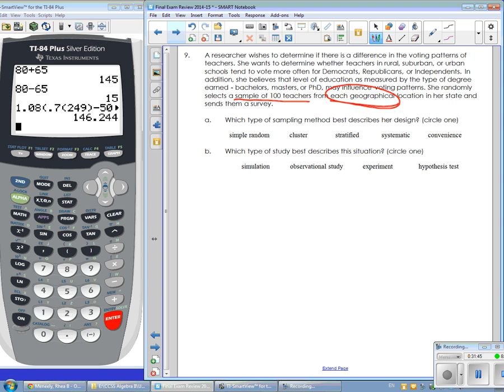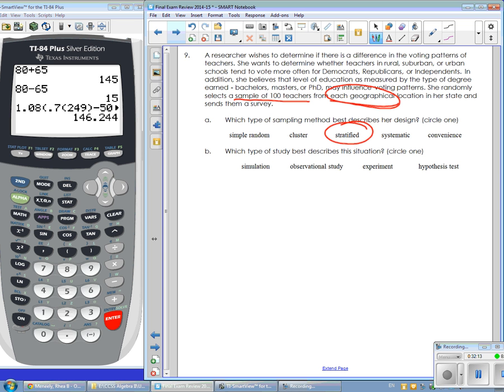So it's not really defined what the geographical location represents, but maybe it's zip code, for example, or maybe it's county. So if I am breaking the state up into groups, into geographical locations, and then taking a sample from each group, that is a stratified sample. If I'm breaking the state up into geographical groups and then I'm selecting a random sample of groups or locations, that's what we would call a cluster.